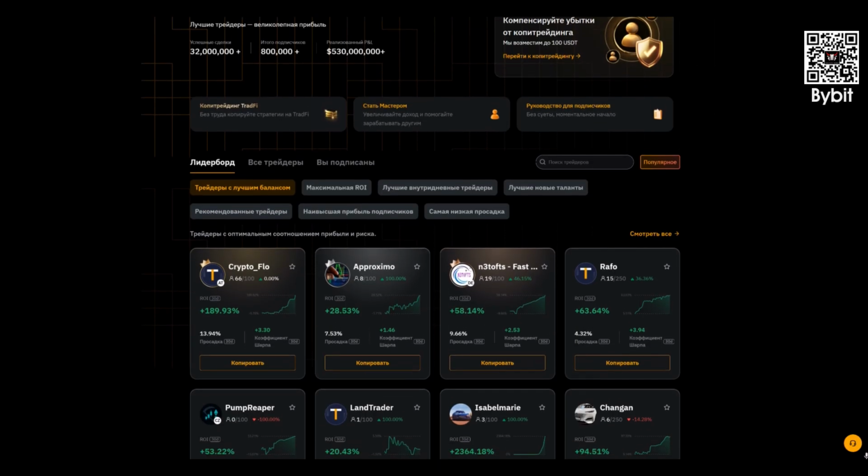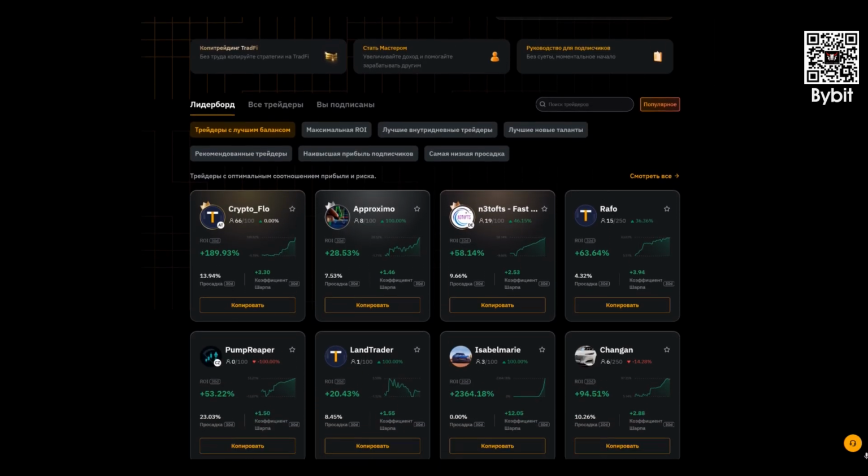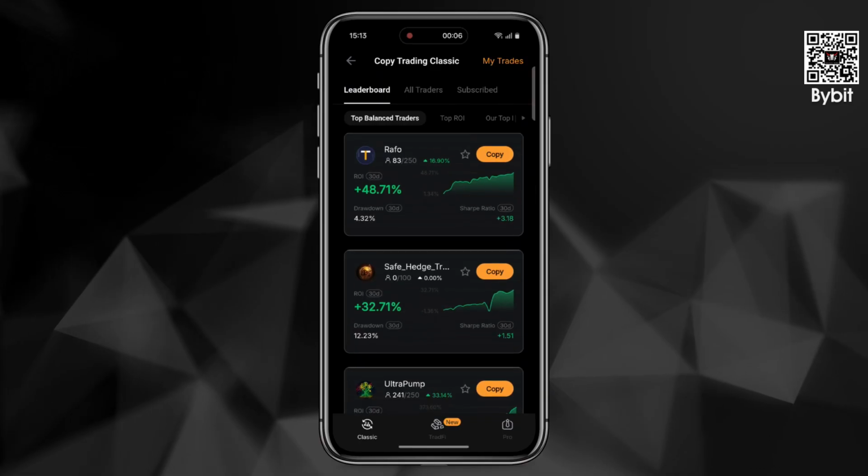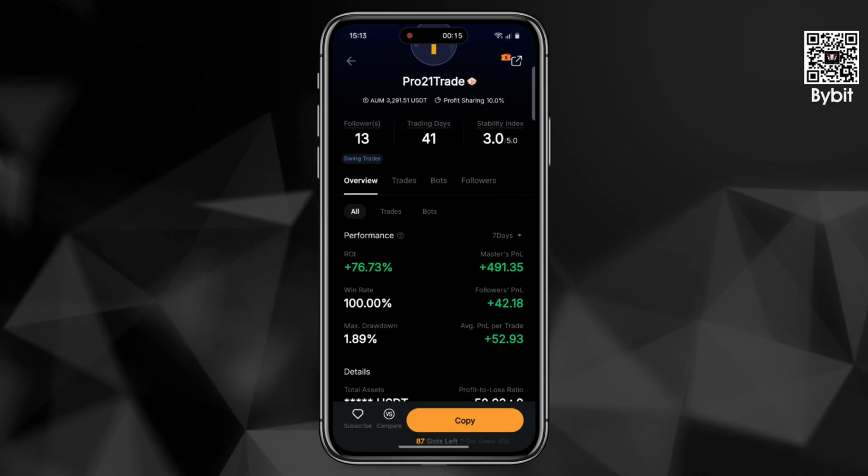Now to the exciting part, copy trading. This tool allows you to entrust your capital management to experienced traders by automatically replicating their trades. All you need to do is choose a trader and their trades will be executed on your account in real time. Bybit offers two types of copy trading.